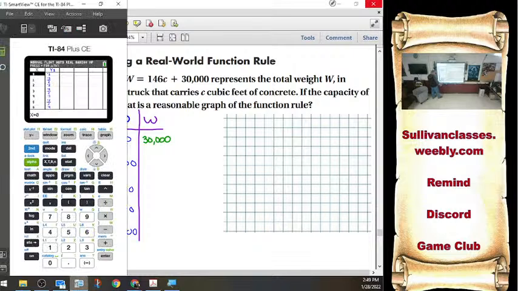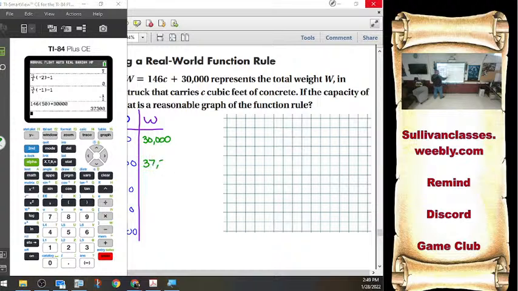146 by 50. Say 146, 50, plus 30,000. And write it. 37,300. Do it again.